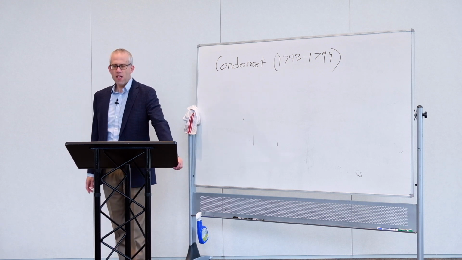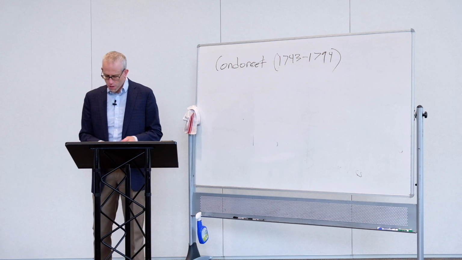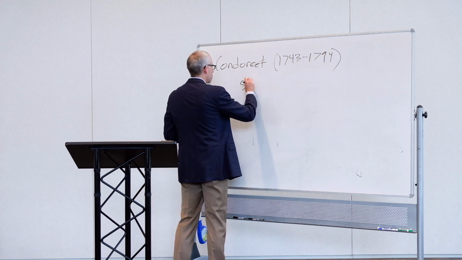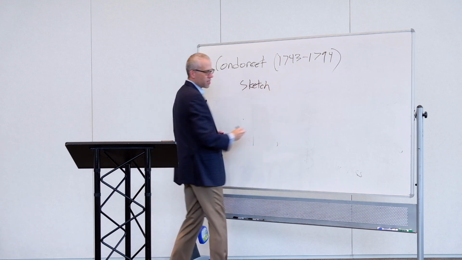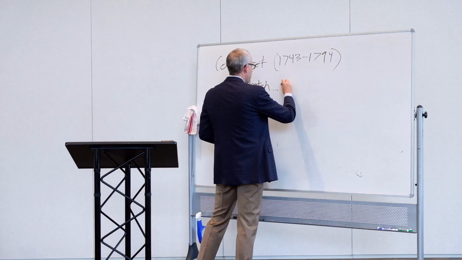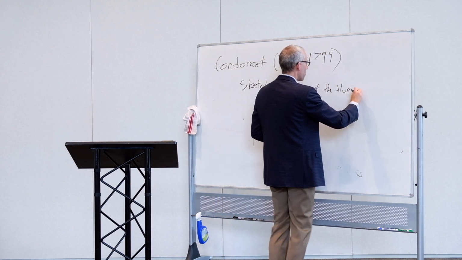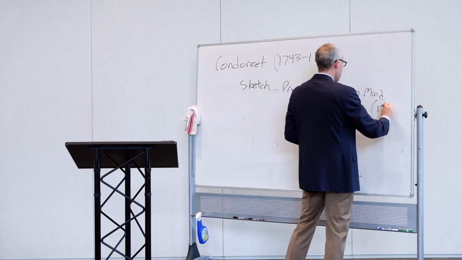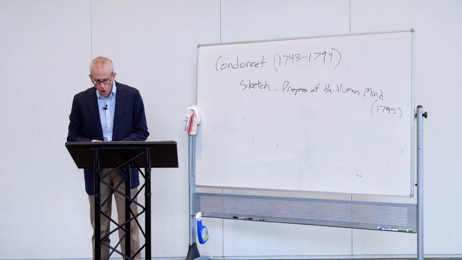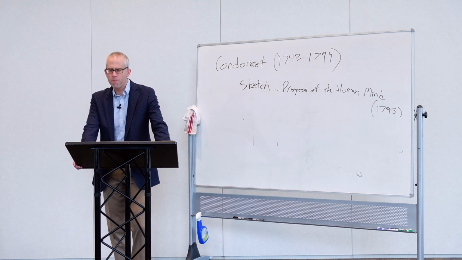He left behind a political manifesto entitled Sketch for a Historical Picture of the Progress of the Human Mind. We'll just call it his sketch for a historical picture of the progress of the human mind, published after he died in 1795. This is what he left behind in his prison cell. Some people have called it the last will and testament of the Enlightenment.